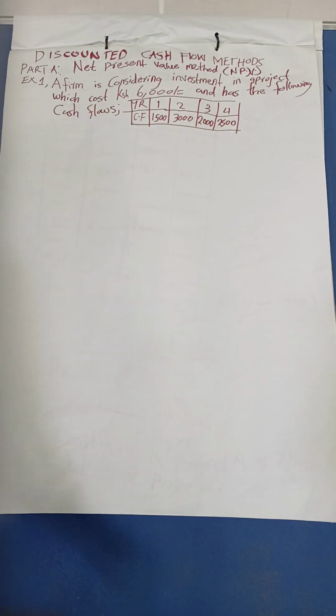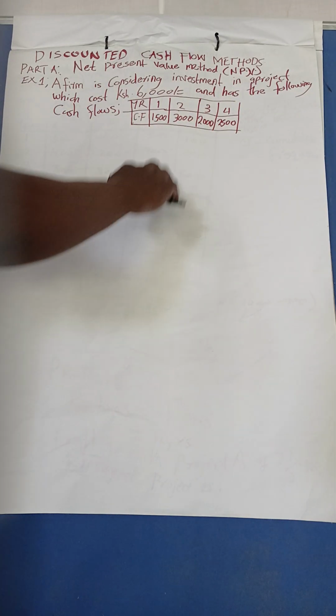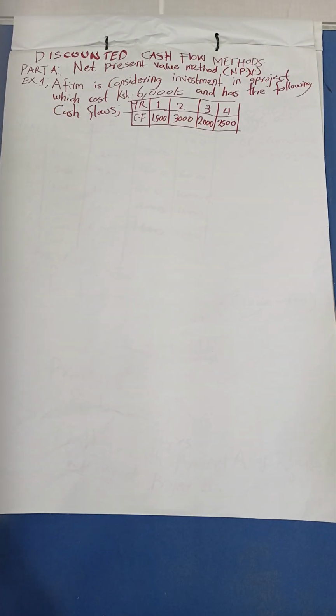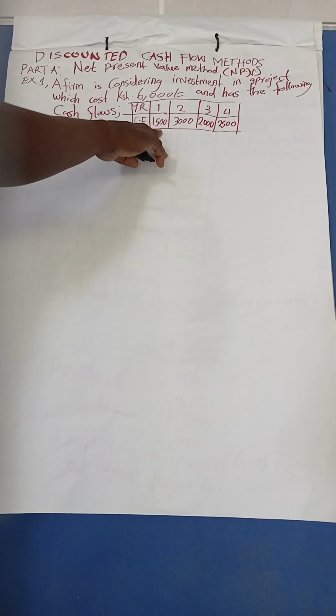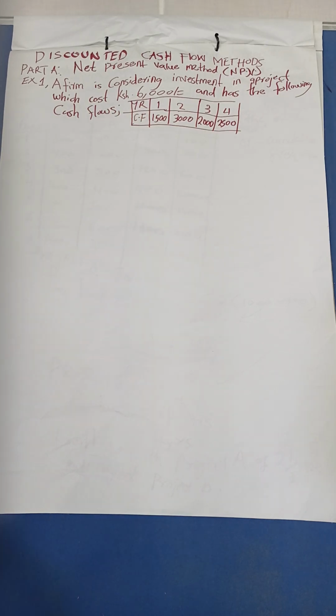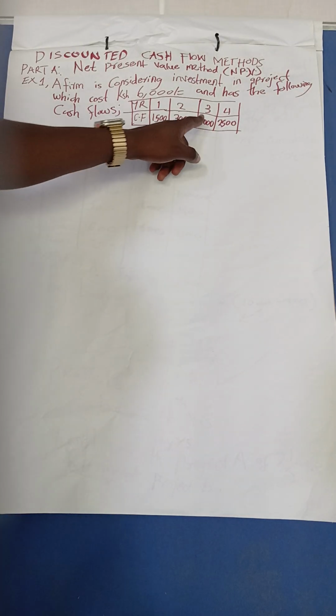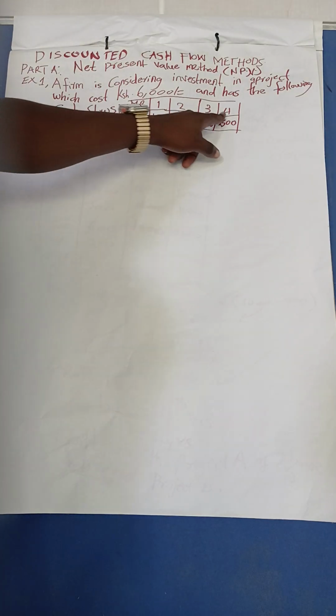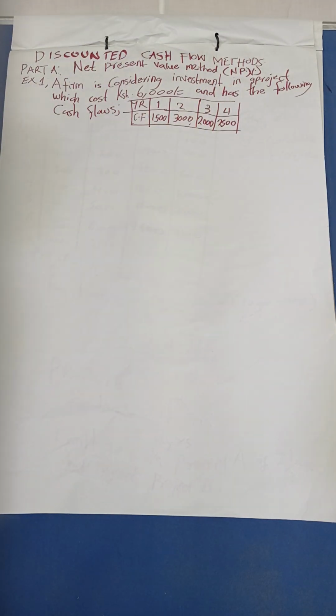Before we dive deeply into that method, we have a question here. A firm is considering investing in a project which costs 6,000 Kenyan shillings and has the following cash flows. In year one, it has a cash flow of 1,500. In year two, 3,000. In year three, 2,000. Then in year four, 2,500. Allow me to come up first with a table here so that I can illustrate something for you to understand this part very well.